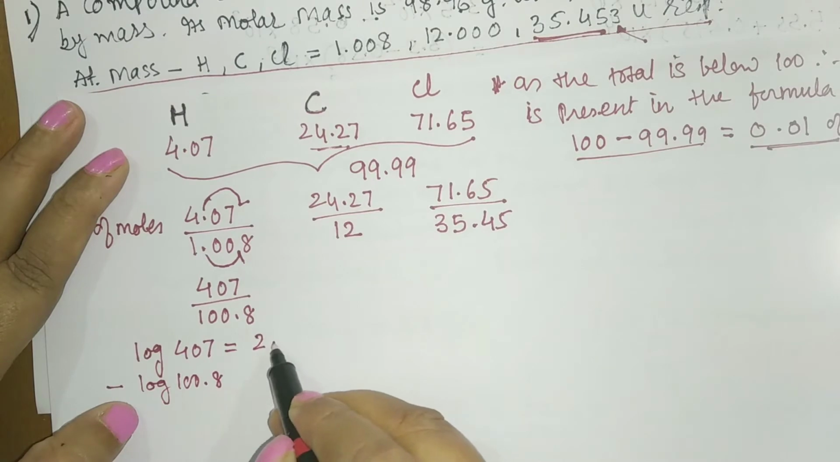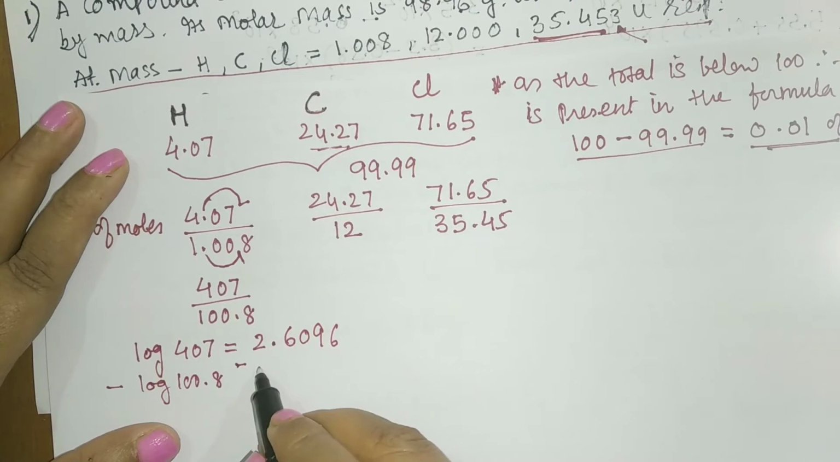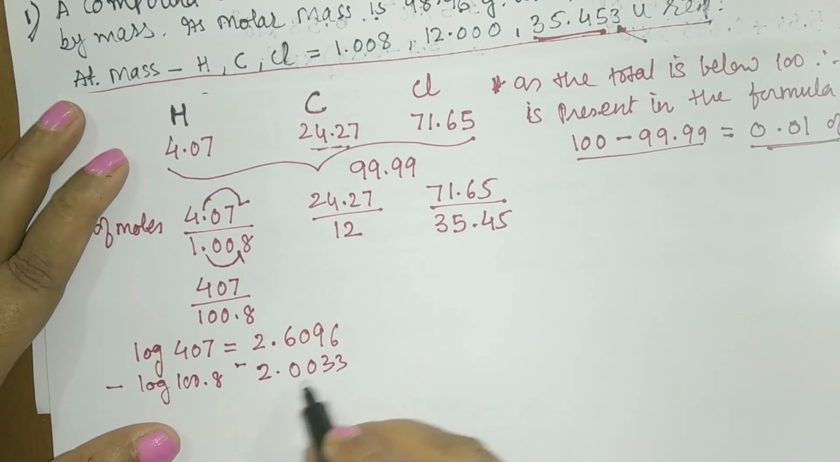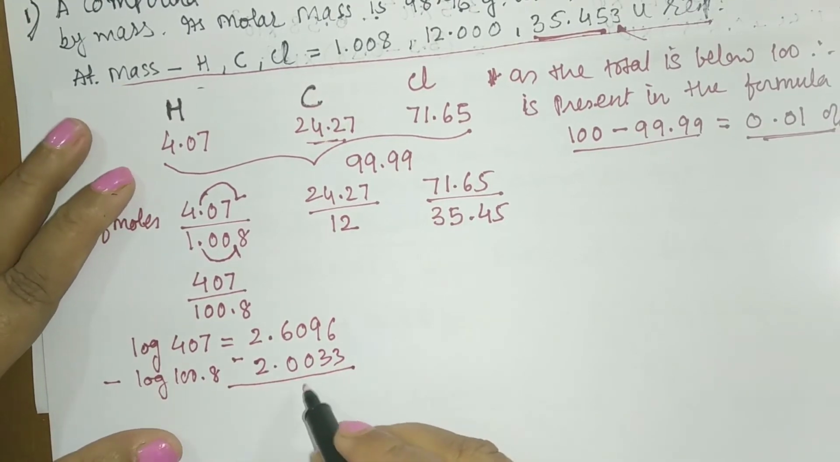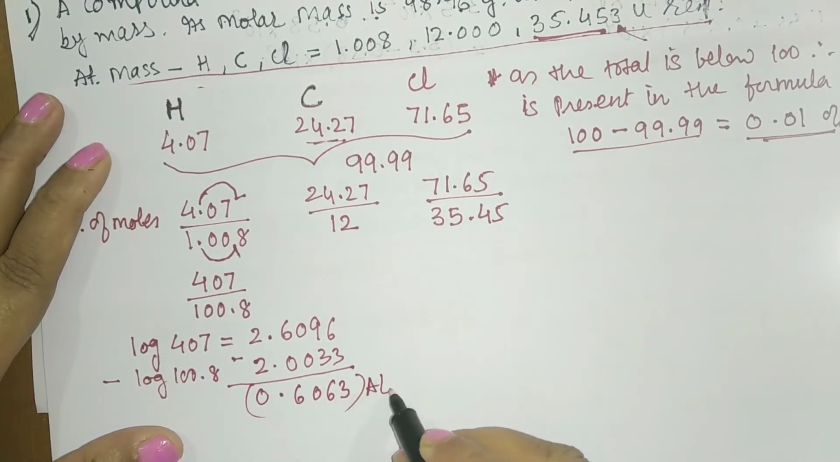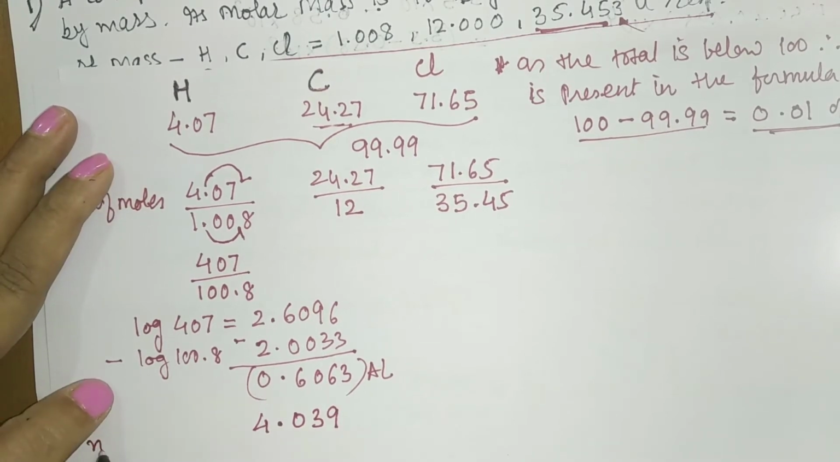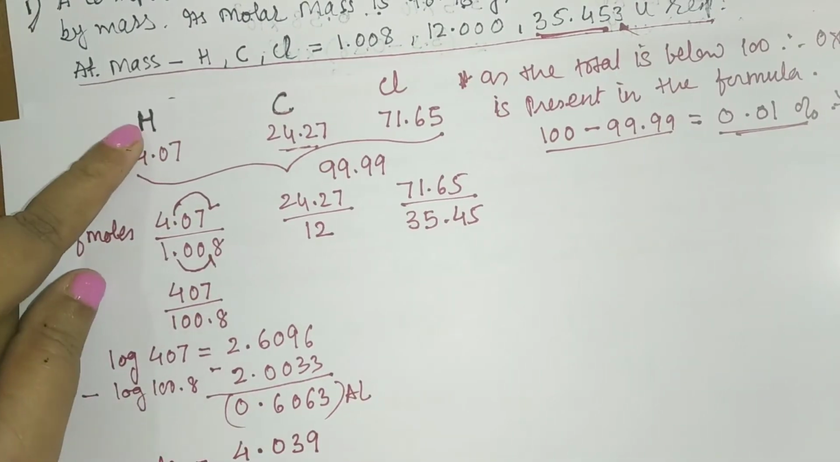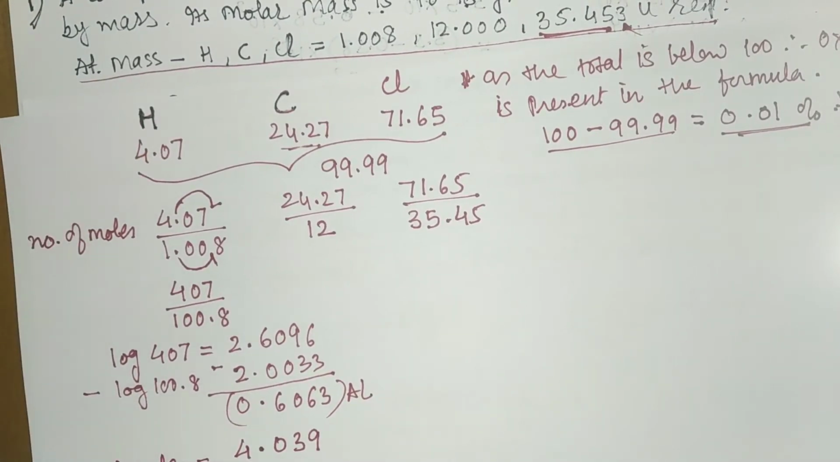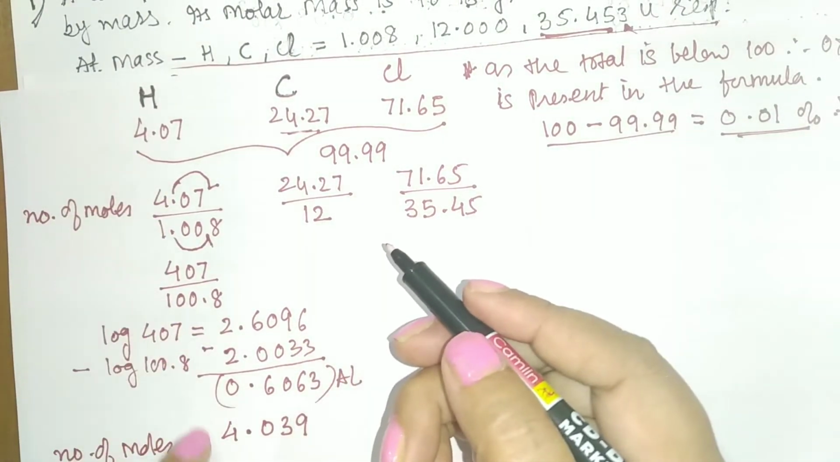So it will be 2.6096 minus log of this will be 2.0033. If you subtract, this will come to 0.6063 and antilog for this comes out to be 4.039. So the number of moles for hydrogen, what I got is 4.039. Similarly, let us go for this. So this is what I calculated for hydrogen.